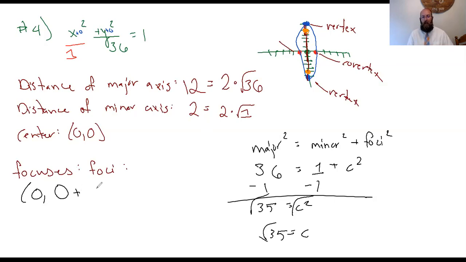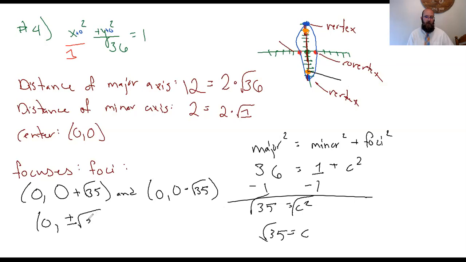I'm going to have to add to go from my center up to my foci. So I'm going to add the square root of 35. And because I have 2 foci, I also have to subtract: 0, minus the square root of 35. That's to then go down and pick up this orange dot. And then I can write my final answer as plus or minus square root of 35.